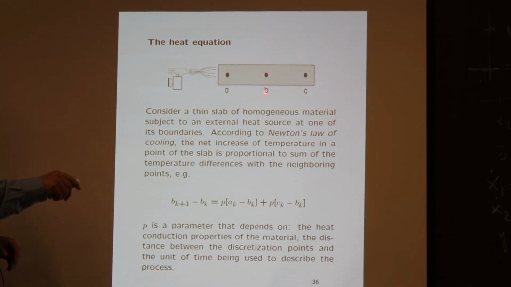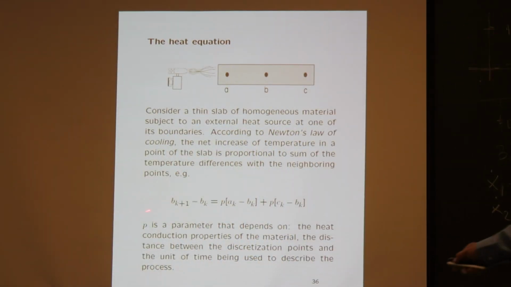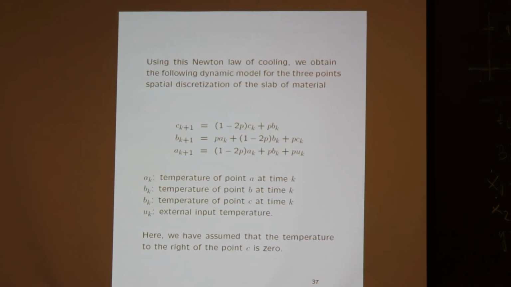So we assume that this is the case. So that's the model, and K here represents time, and A, B, and C represent points in space, which are separated by a certain distance.